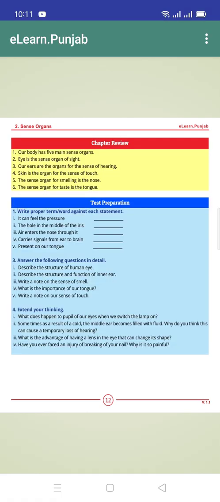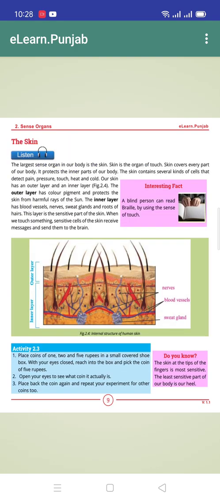Then comes the question: write a note on your sense of touch. It is for the skin. The largest sense organ in our body is the skin. Write this whole topic and draw this diagram also. It is really very important, and no need to write the interesting facts and do you knows and the activities, and then you will complete with the question.